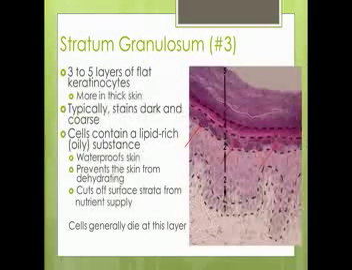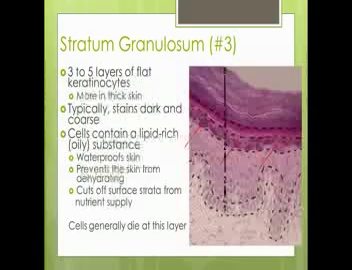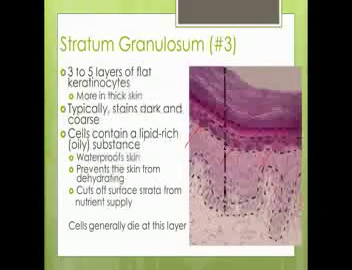So one of the ways that I tell students to memorize these layers when they look at the histological section: look at the 2 light layers, and then the immediate portion that you see darkened here, that's the granulosum layer. What do we see in this portion of the epidermis? Cells are going to contain a lipid-rich substance. This lipid-rich substance allows for waterproofing, and it also prevents the skin from dehydrating. This lipid-rich substance, though, does cut off more superficial strata from the nutrient supply.